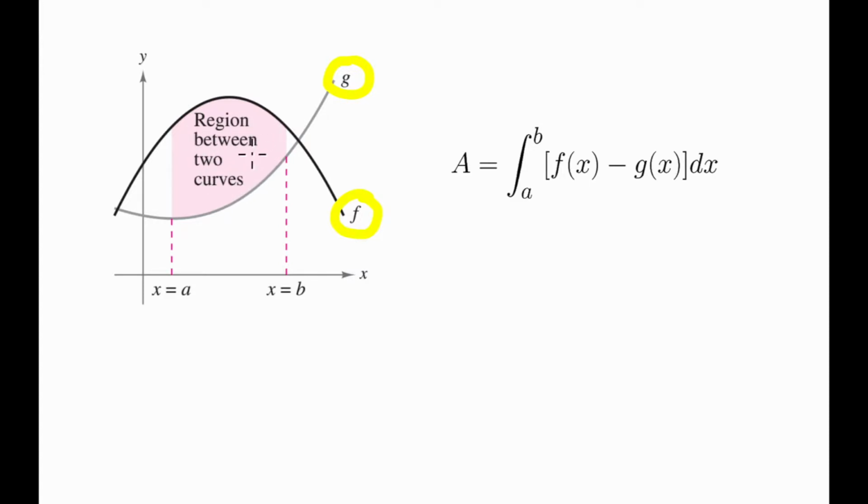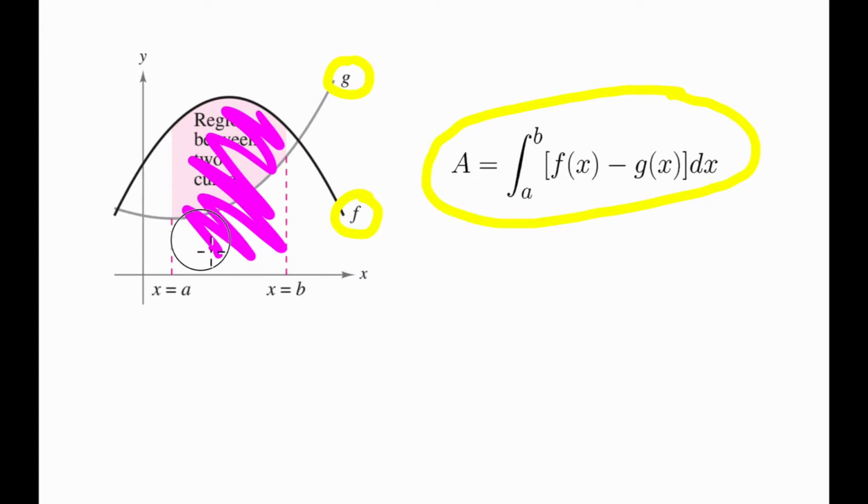To find this area, essentially what you're doing is using this equation right here. What this equation is doing is integrating from a to b. So you're finding the area from a to b under this f function, and then you're subtracting off the area from a to b of this g function. So essentially you're finding this whole area right here.